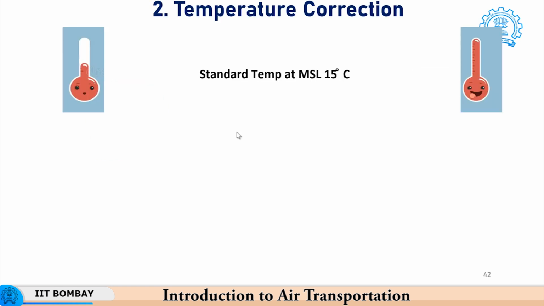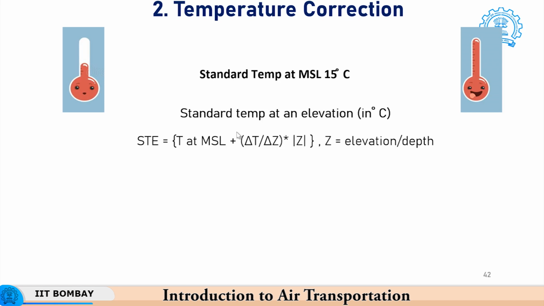So, how do you apply the correction? The standard temperature at mean sea level is 15 degrees centigrade. Calculate the standard temperature at an elevation in degrees centigrade, suppose it is 10 degrees. Then apply this formula to get the airport reference atmosphere, T at mean sea level.